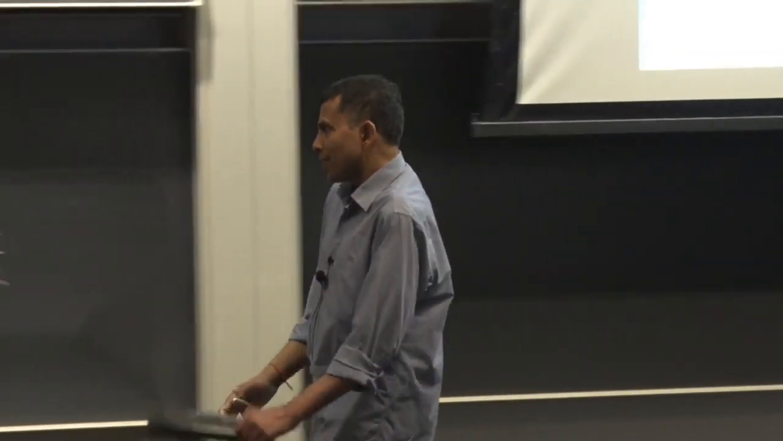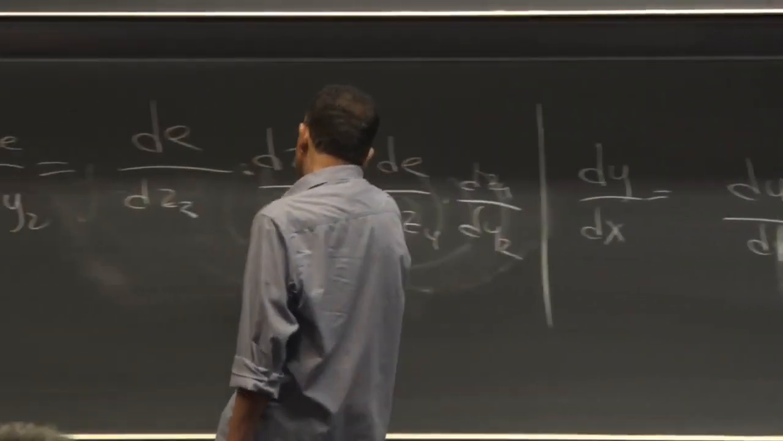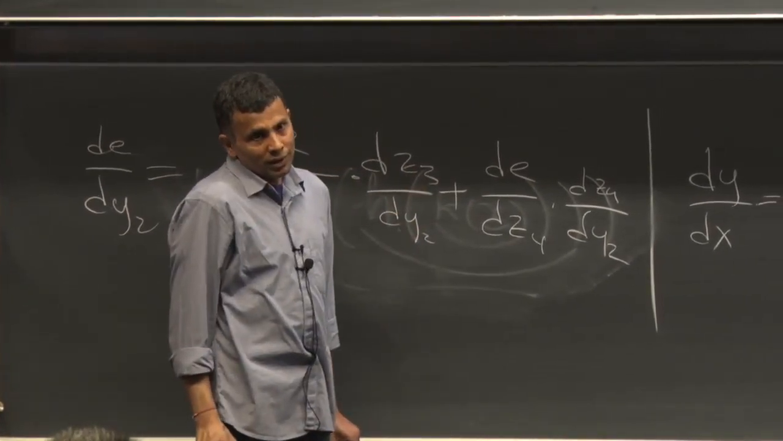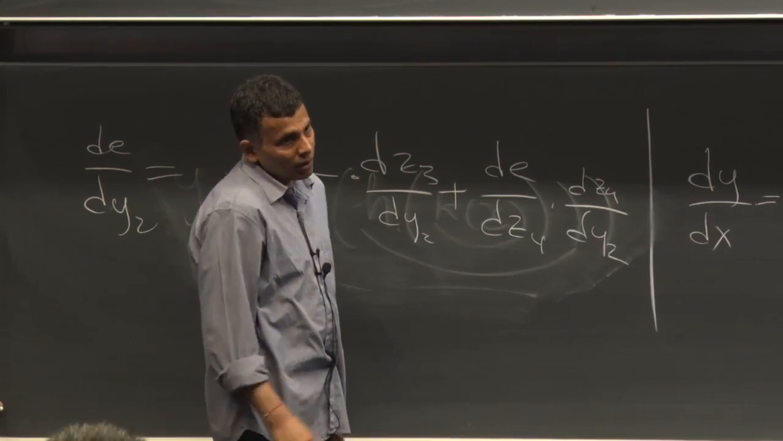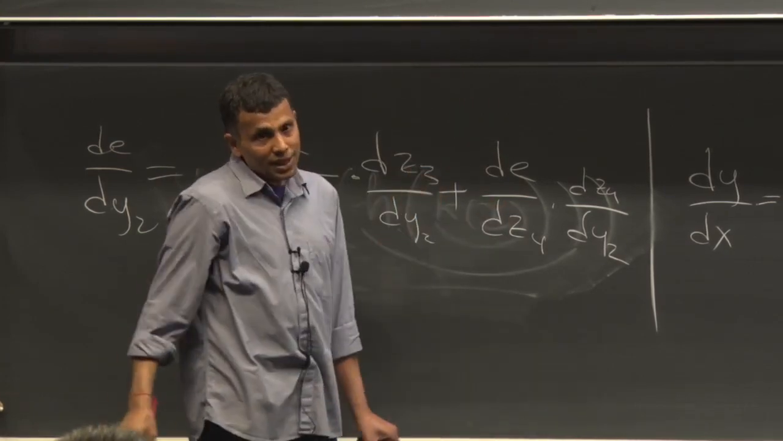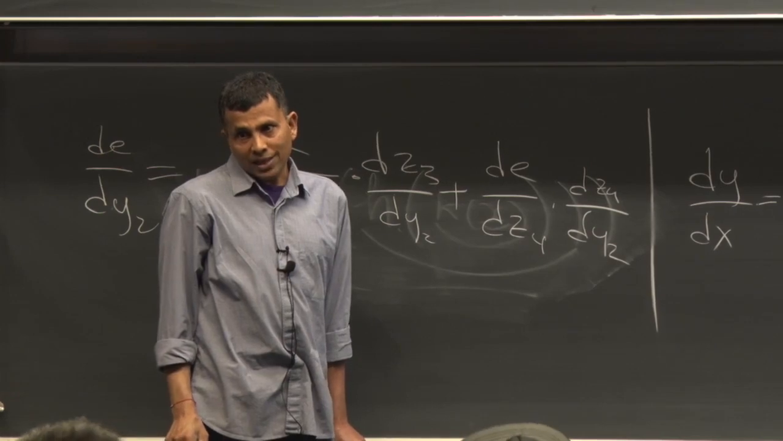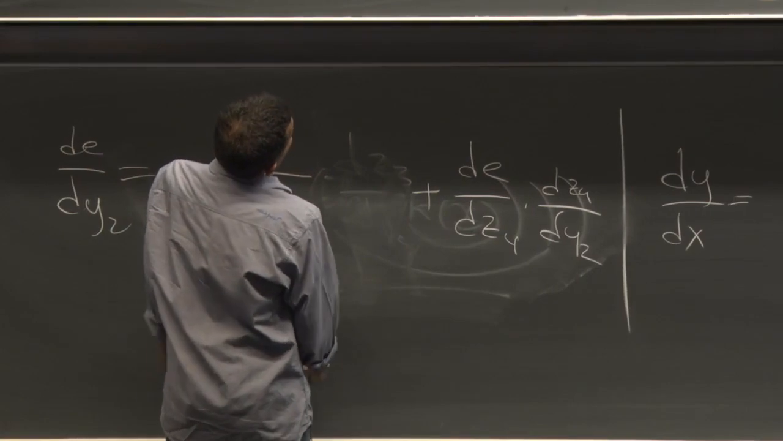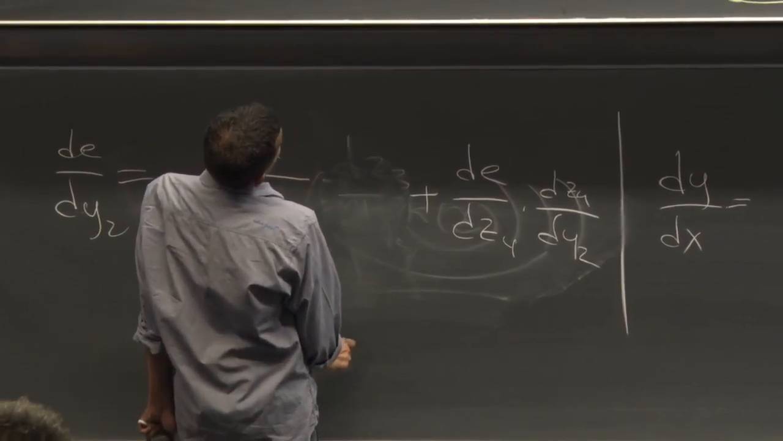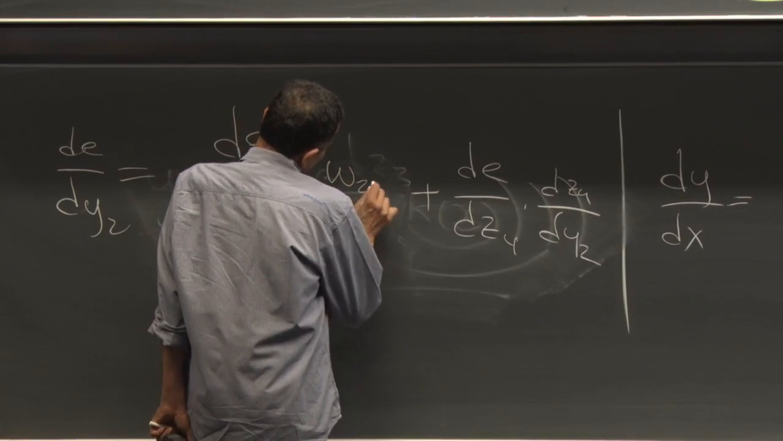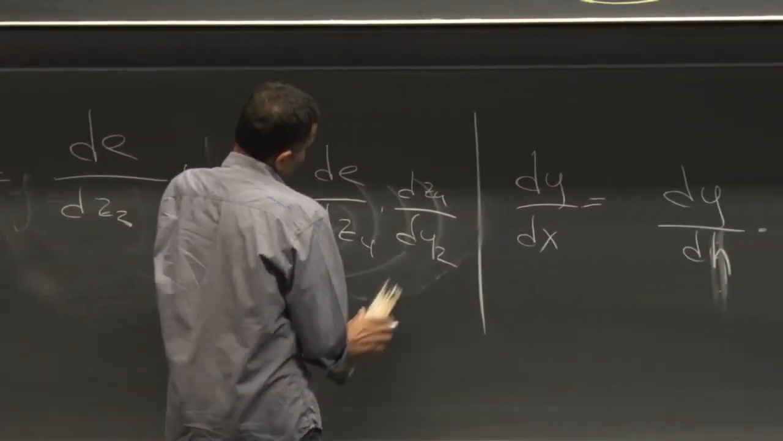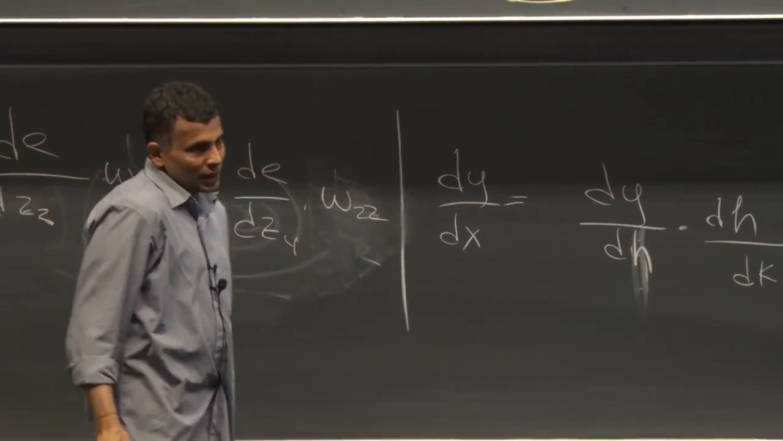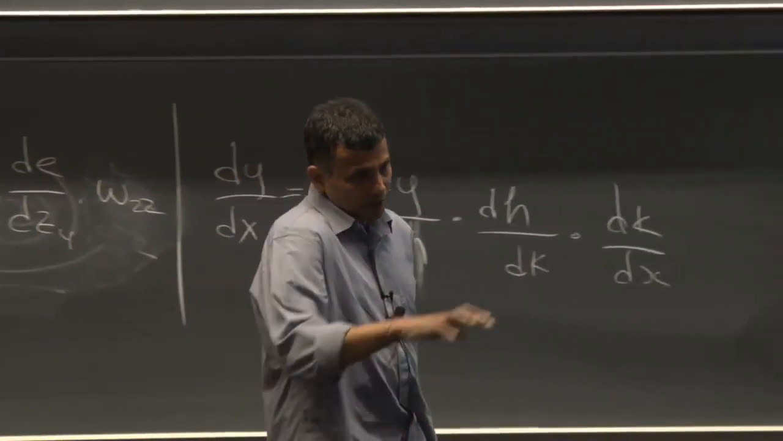And these derivatives, of course, we know. What is the derivative of z3 with respect to y2? That's just the weight of the connection. Z is an affine combination of the y's, right? So this is going to be, what was this weight? Y2 to Z3 is W21, right, in my case. And this is going to be W22. And so I can now do the same thing.